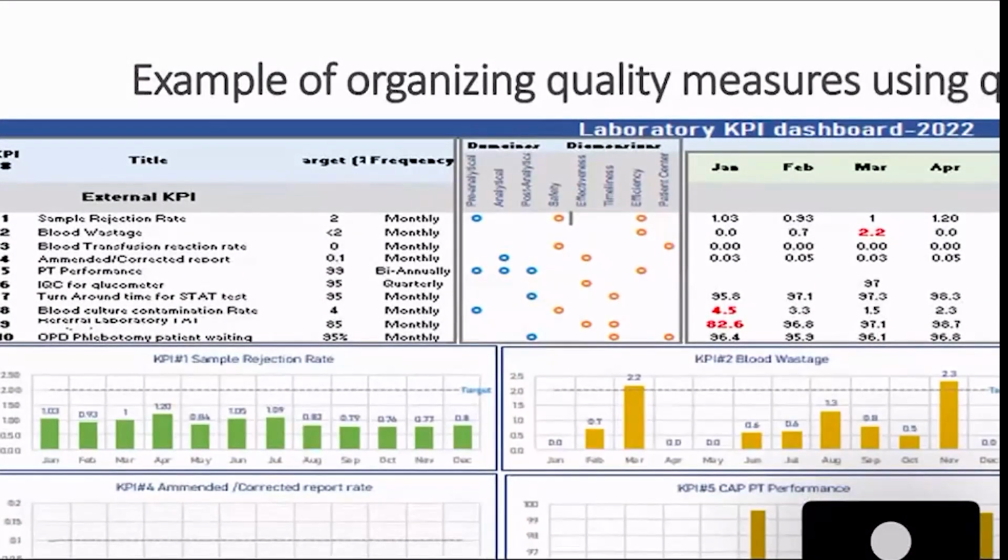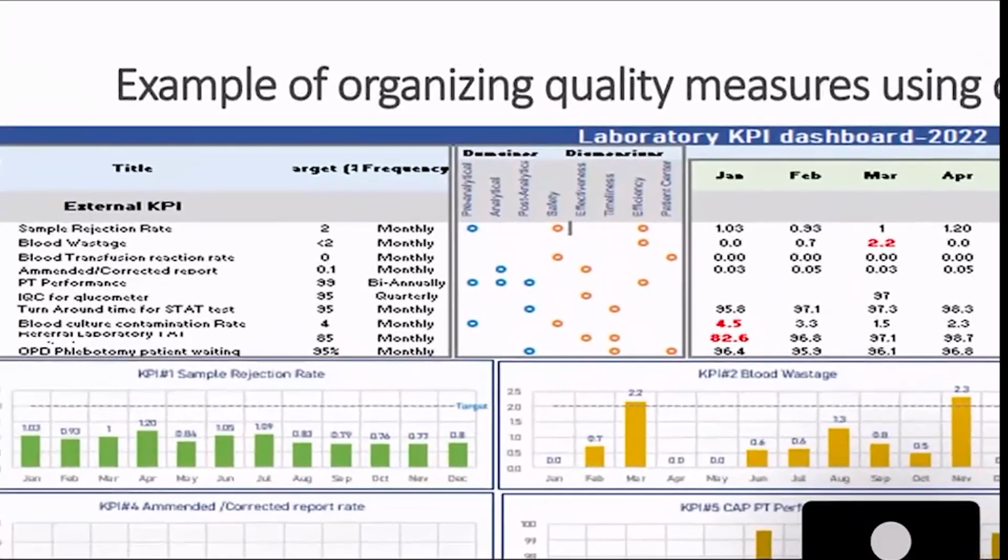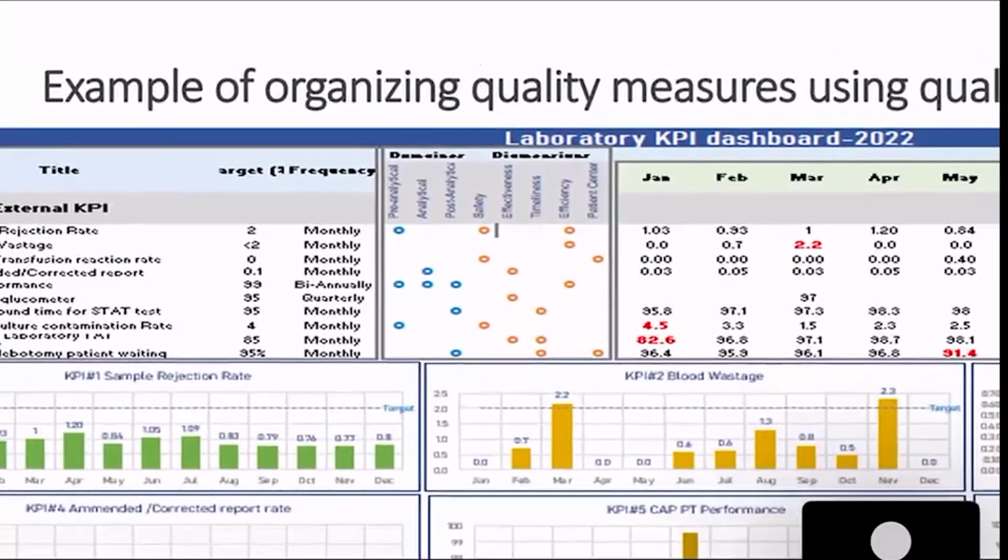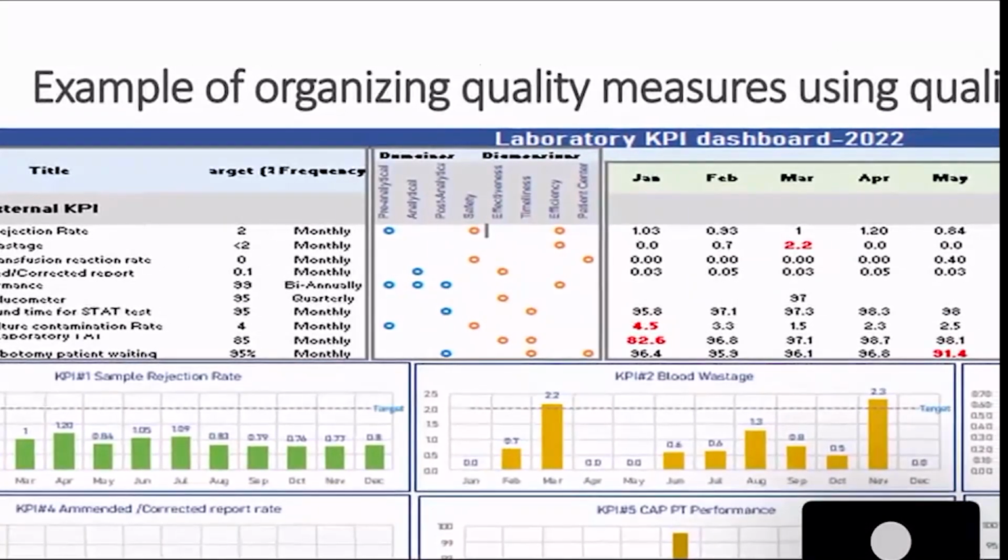These are some examples of KPIs which we have been practicing until last year: sample rejection rate, blood wastage, blood transfusion reactions, amended and corrected reports. Here we define our targets and the frequency as well. If you see, we classify them as per the dimensions of quality. It's not clear here because I took a screenshot and put it.